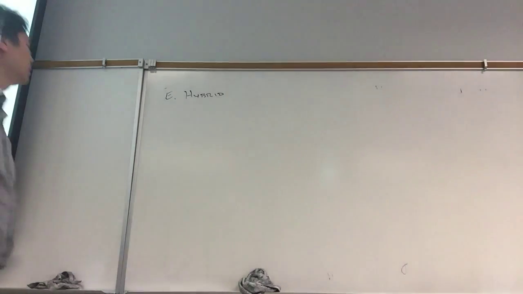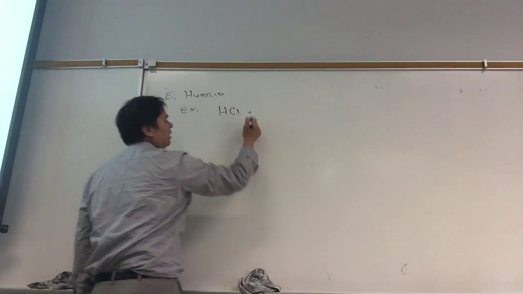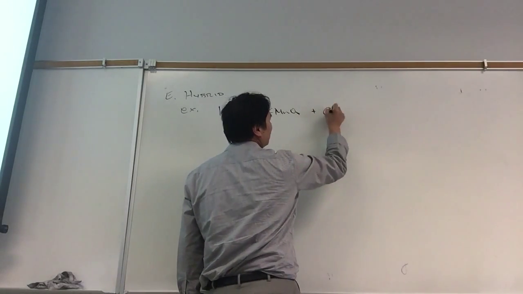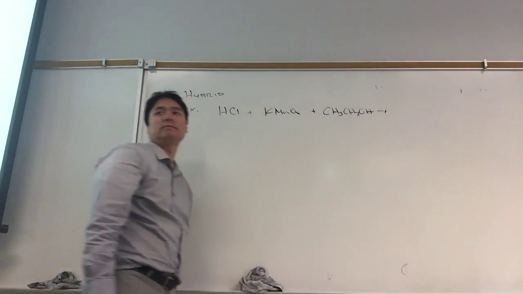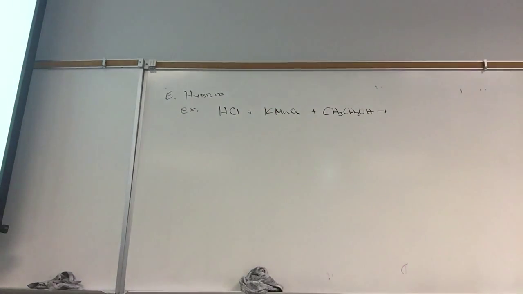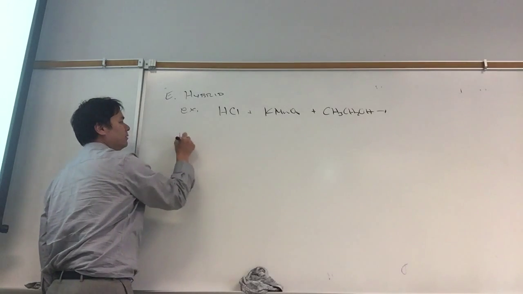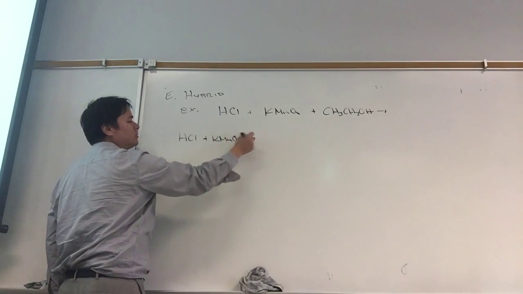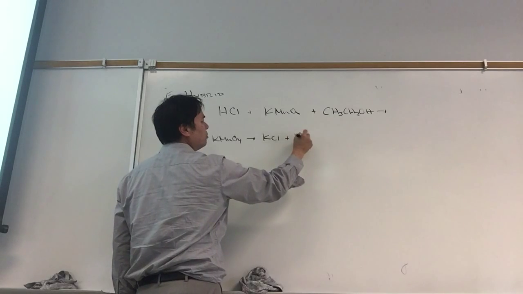And so let's look at an example of something like that. An example would be something like HCl plus potassium permanganate, KMnO4, plus ethanol, CH3CH2OH. And what does this produce? Well, looking at this, some people will say, okay, this looks like a double replacement. And so, say for example, HCl and KMnO4, AB plus CD, what should that yield? That should yield KCl with HMnO4.